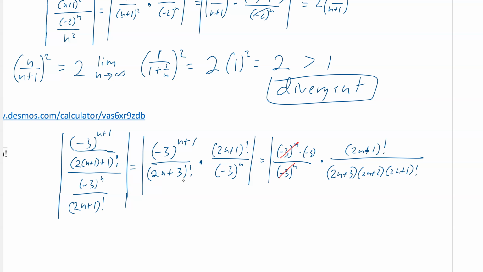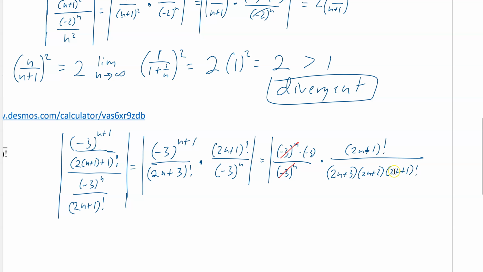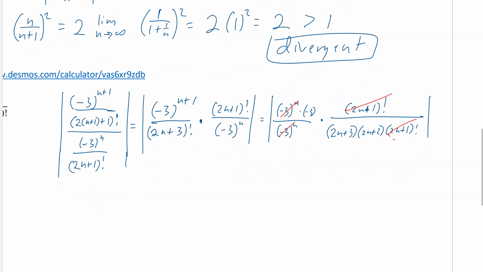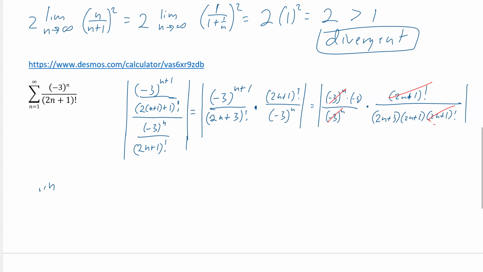And just like before when we did factorials, these would just expand down exactly the same. So remember, this would just be 2n plus 3, 2n plus 2, 2n plus 1, 2n, and so on, but they cancel all the way down. And then now we're left with that. Now we take our limit. The limit as n approaches infinity, and we'll put that 3 outside, just like before, of 1 over 2n plus 3, 2n plus 2. And again, n is greater than 1 here.